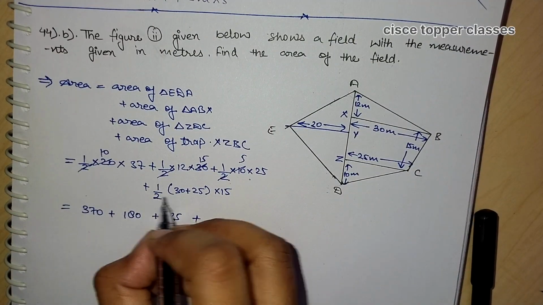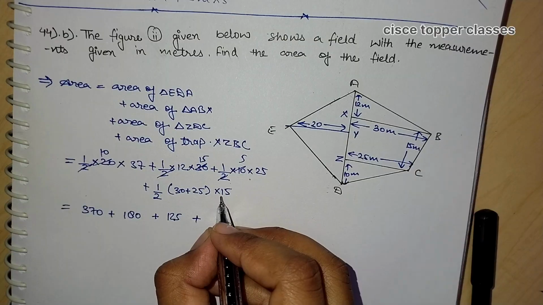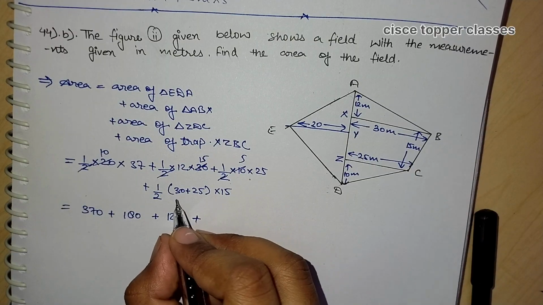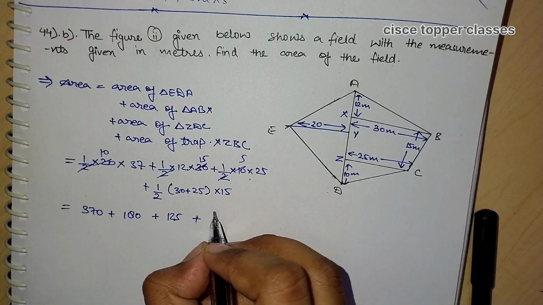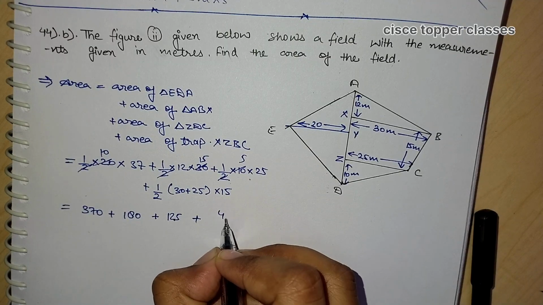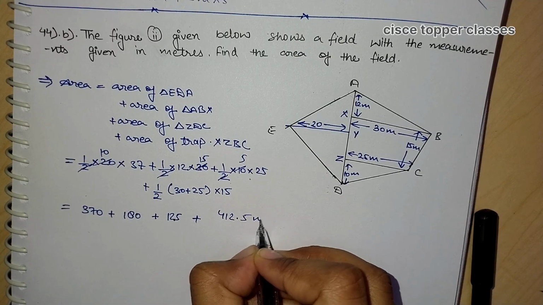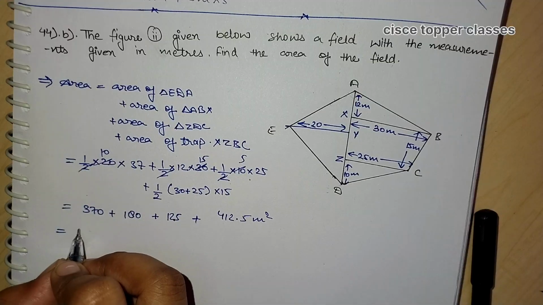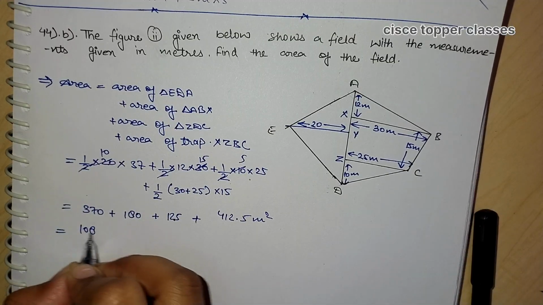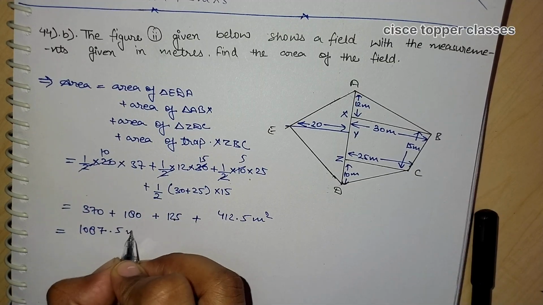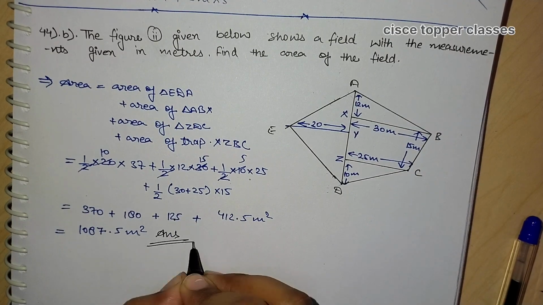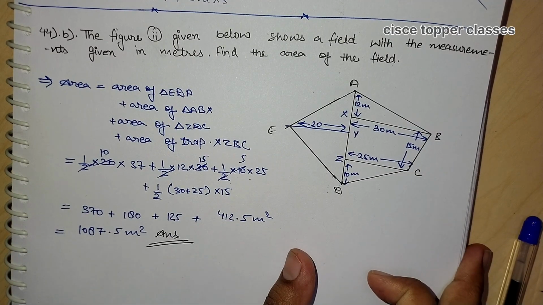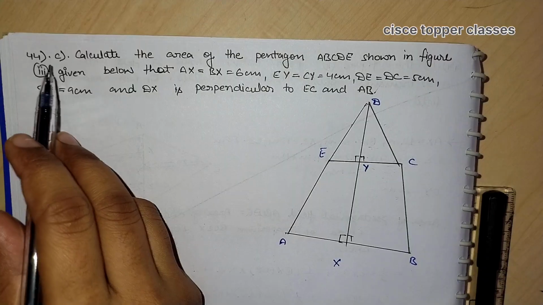Now the last part will be 55 into 15 divided by 2, so here we can write 412.5 meters square. We will add the whole, and the final answer will be 187.5 meters square. So this is the final answer in this question, and this is the solution of the 44th second part. Solve here 44th third part.